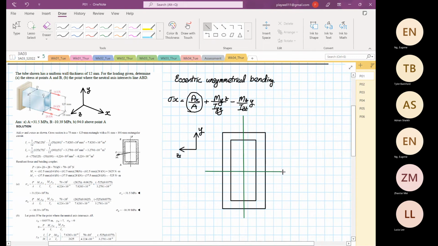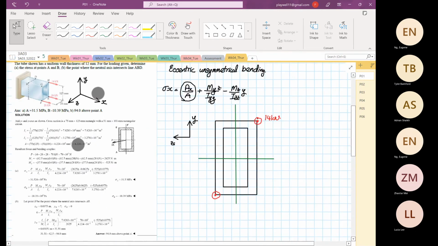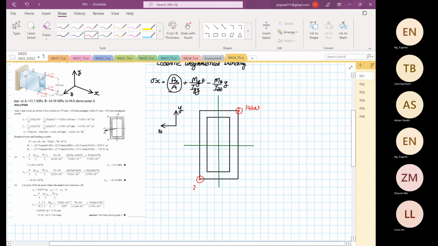Then I'm going to put the forces down. So this is our dot. It's coming towards us. This is going at 14 kilonewton. This is coming towards us at 25. Is it 25 or 28? 28. Both 28. 28 kilonewtons.